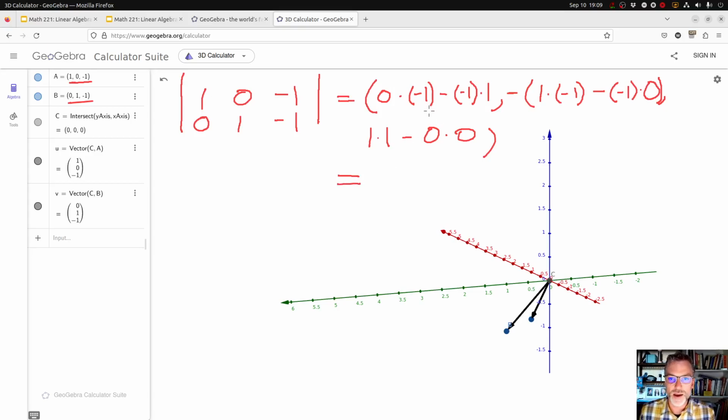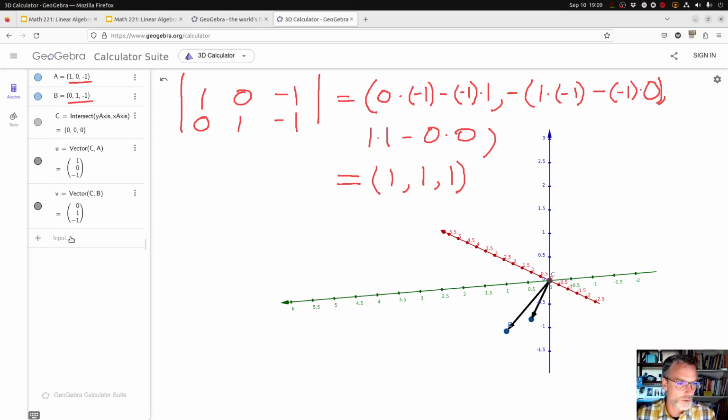Let's write out what we have. Got 0 times that minus 1, so 1, comma, I've got -1 minus 0 with a negative out front, so that gives me +1. And then the third component is 1 times 1 minus 0 gives me 1. So that's it for our calculation.